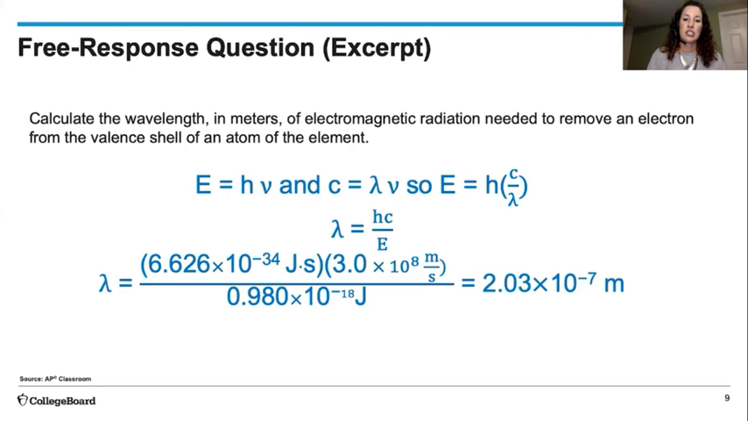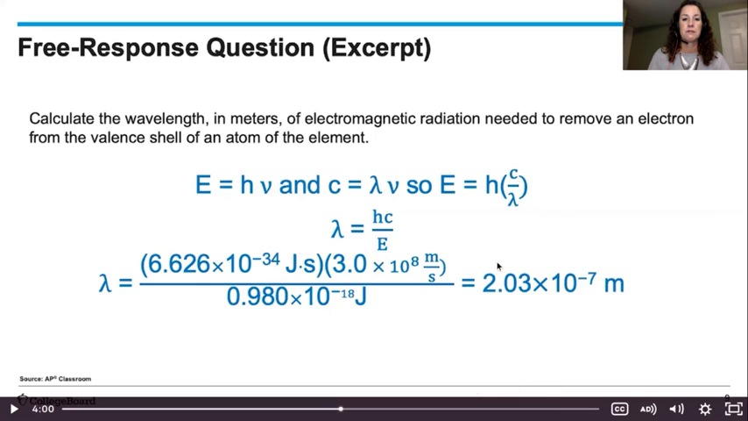And when we do this calculation, we will end up with a final answer of 2.03 times 10 to the negative 7th meters for our wavelength. And we do want to double check and look at our prompt, and we see that our wavelength was supposed to be calculated in meters, so that matches our answer.